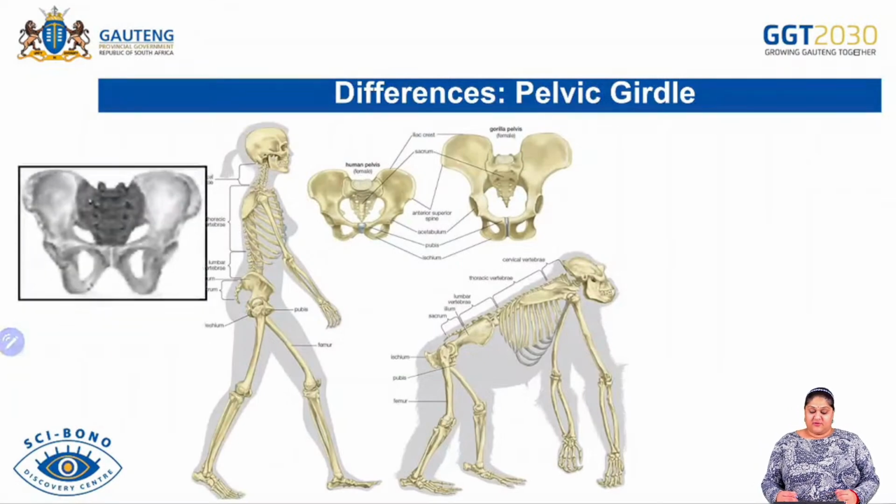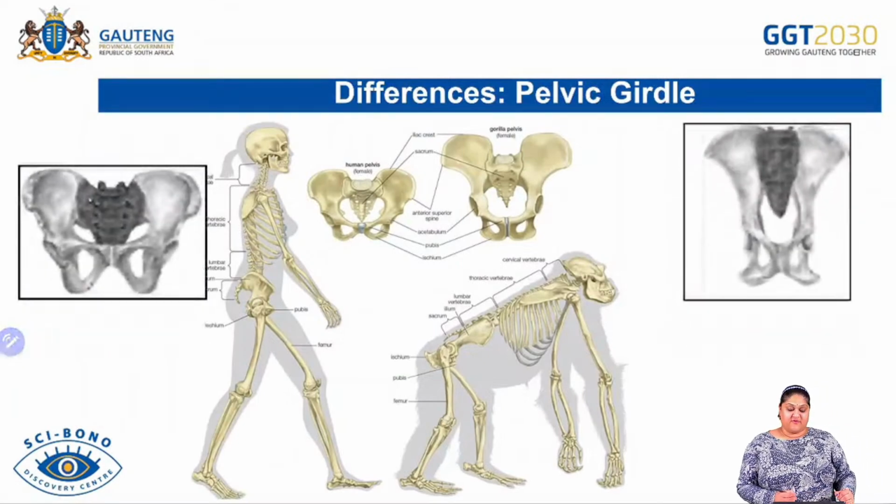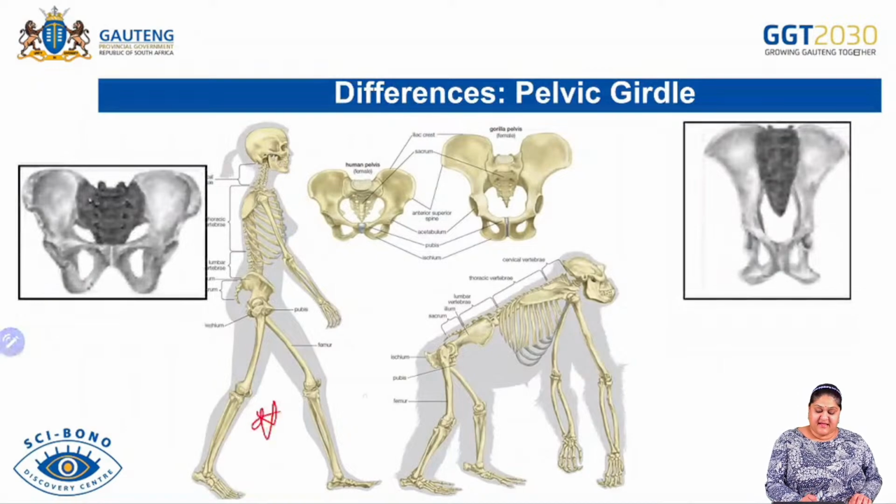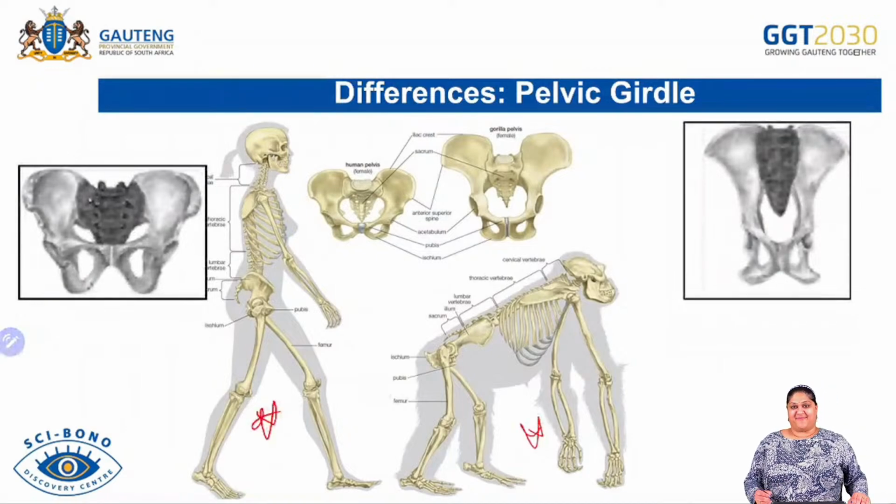Right, so here is another diagram to show you all of these differences, and now it shows you all in one: the foramen magnum, the spine, plus the pelvic girdle. Okay, so you can see how all of those things come together to allow for the bipedalism over here and the quadrupedalism over there.